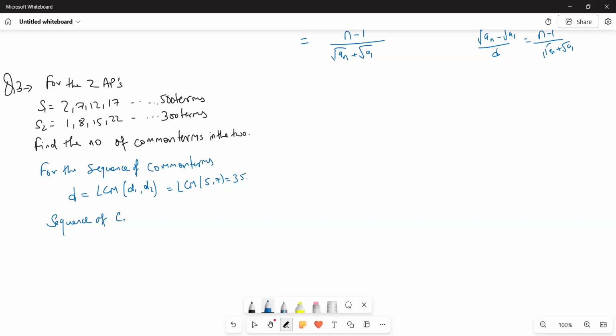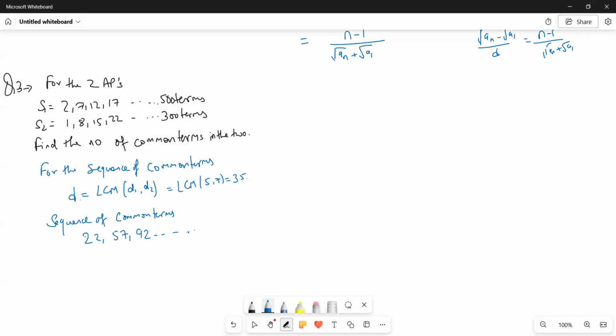So the sequence of the common terms would be like, acha, what is the first common term between the two? 22. So 22, 22 plus 35, 57, and so on and so forth. Then 35 more gives 92. This would be the sequence.